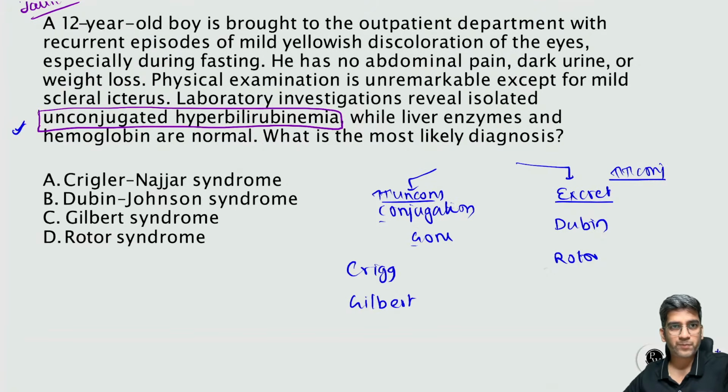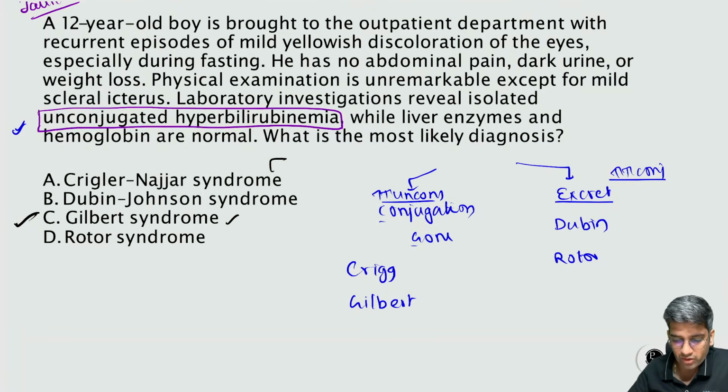Crigler-Najjar or Gilbert? The answer is simple. Answer is Gilbert syndrome. Why? Crigler-Najjar presents during infancy. Very early in life. Right? And they're not unremarkable most of the time. Gilbert is mostly asymptomatic. Sometimes mild things might change, right? So the answer is Gilbert based on the age of presentation and based on the way the icterus is manifested.